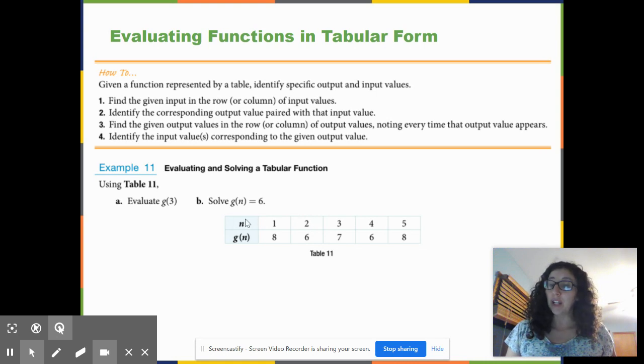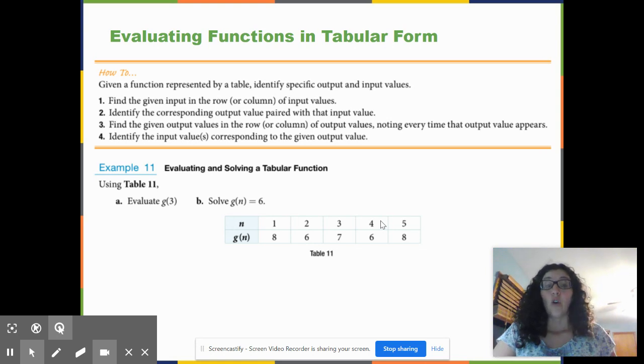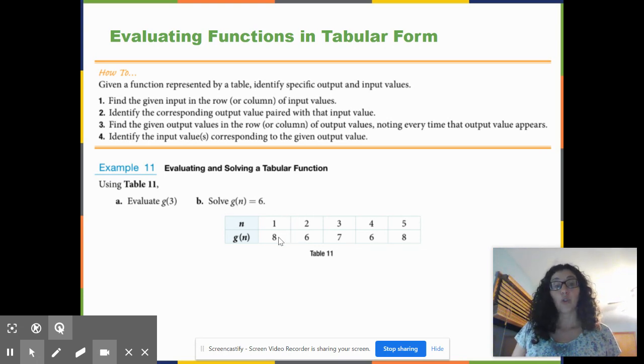So if we're evaluating, we go to the input value and find the output. If we're solving, we go to the output and find the input. So just in your mind, evaluate g of 2. What is it? 6. Solve g of n equals 8. There are two different input values that give that, 1 and 5. Is that a problem? No, that's fine. That's like when we solve an equation. When you're solving something, you can have two different input values. So g of n equals 8 has two different answers, 1 and 5.